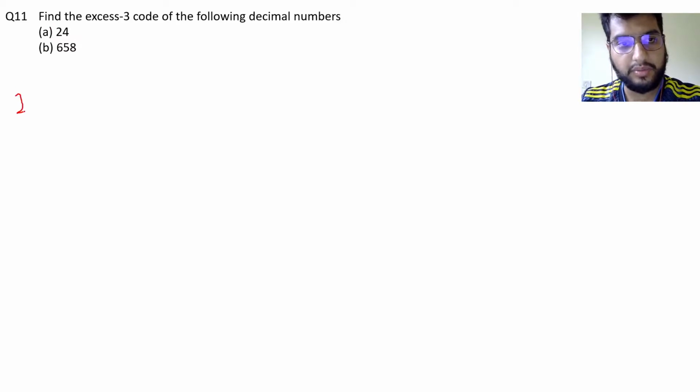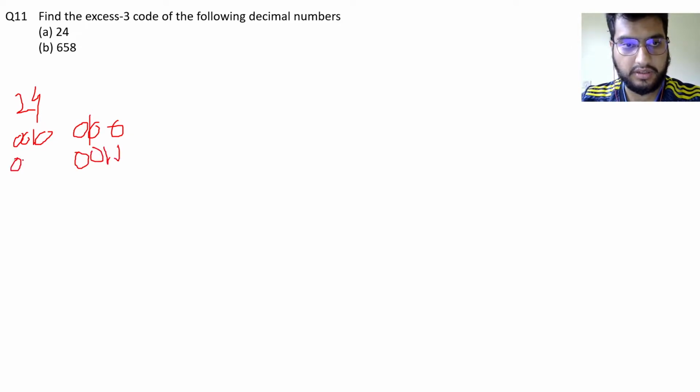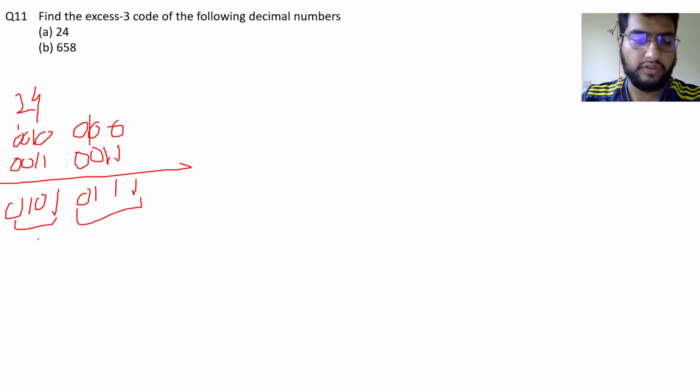First, we will convert the decimal number into BCD representation. So 24 in BCD: 4 is represented in 4-bit format as 0100, and 2 will be represented as 0010. In excess-3, we just add 3 to each digit. So 0010 plus 0011 gives 0101, and 0100 plus 0011 gives 0111. So the excess-3 code of 24 will be 0101 0111. If you check it, it is 5, 7 in BCD: this is 5, and this is 7.